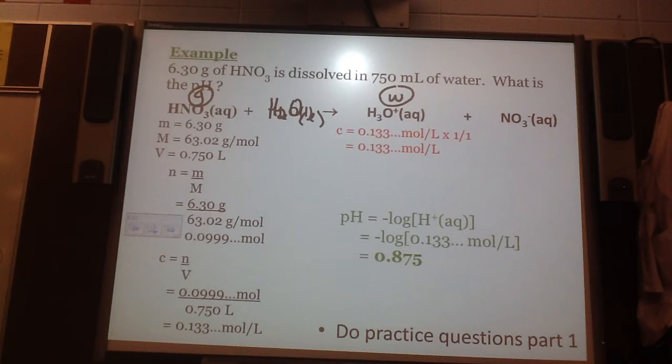Think about that. This is nitric acid. It's one of your strongest acids on your list. So it should have a very small pH, right? Because on your pH scale, the left side of the pH scale is stronger, right? So that makes sense. It seems logical.